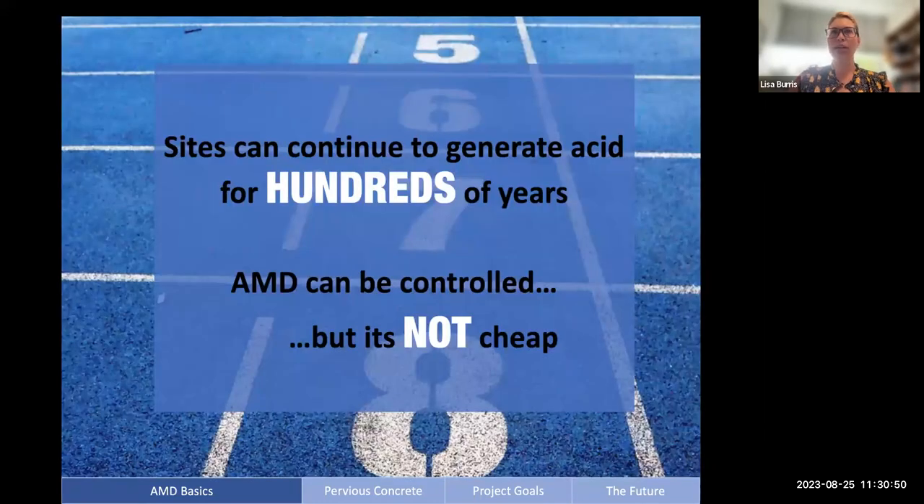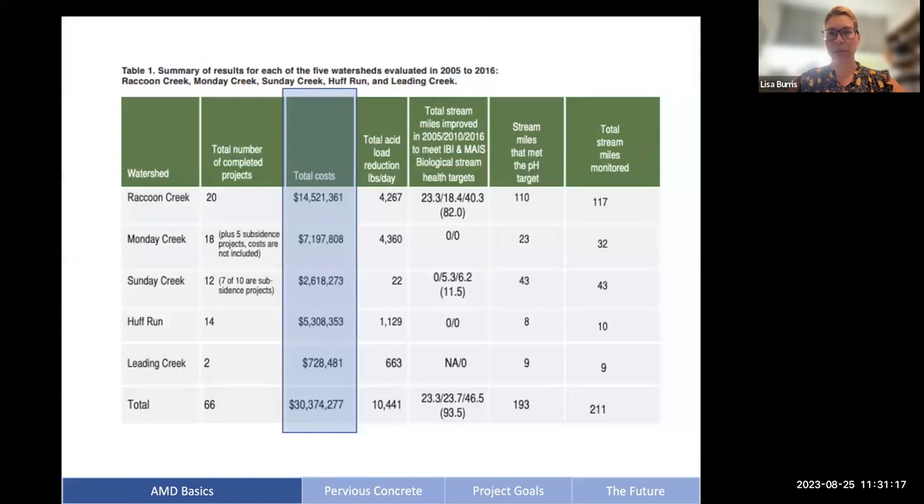Another major problem of this is that because it's originating from the soil itself, and we have a huge amount of surface area of the earth that's exposed to air and water pretty easily, acid can be generated in these sites for hundreds and hundreds of years. You don't have one reaction and then it stops and you no longer have a problem, but it continues to regenerate over millennia. And we can control it with some chemical means, but it's really not cheap.